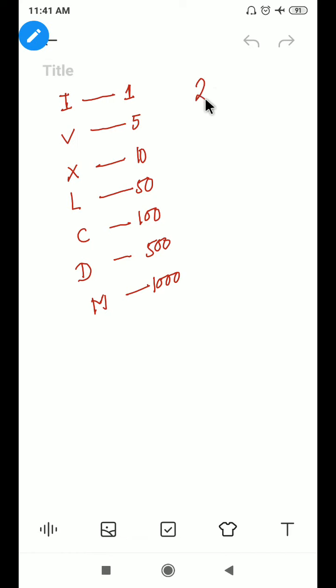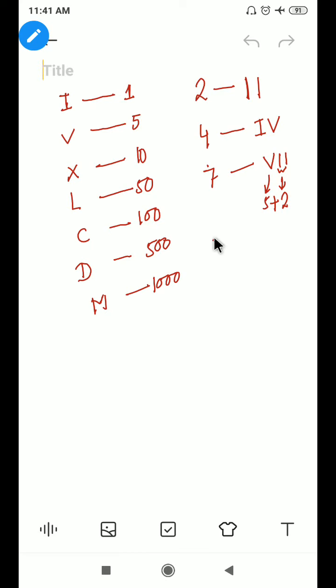If you want to write 2, how to write 2? You have to write II. Suppose you want to write 4, how to write 4? You have to write IV. Suppose you want to write 5, you write V. Suppose you want to write 7, then you use VII, because V represents 5 and each I represents one. That means there are 2 I's, so that is 2. So the number will be 5 plus 2, it will be 7.